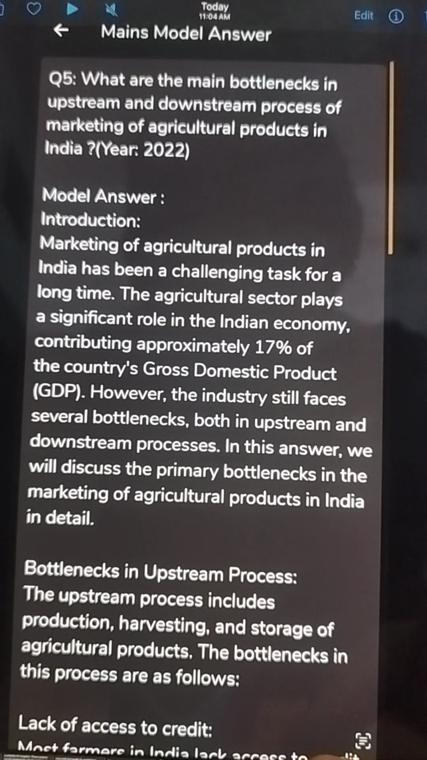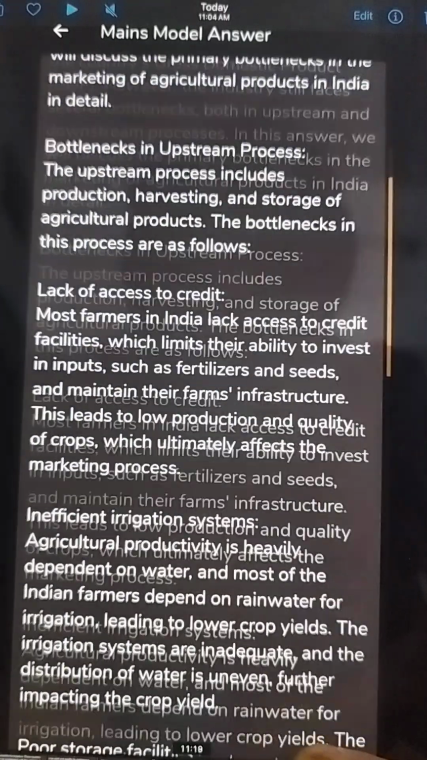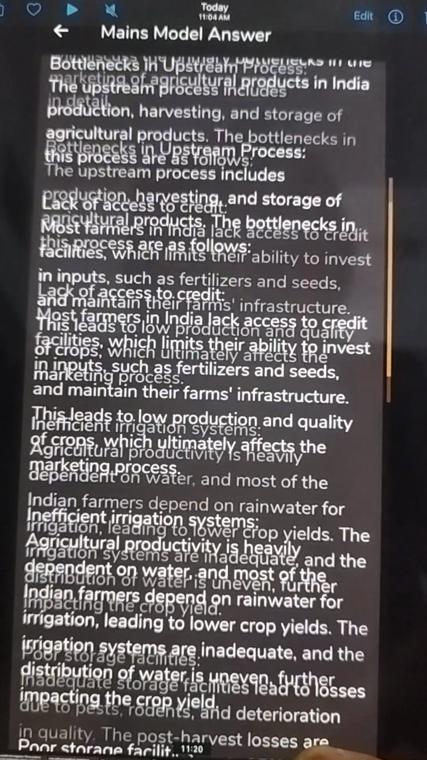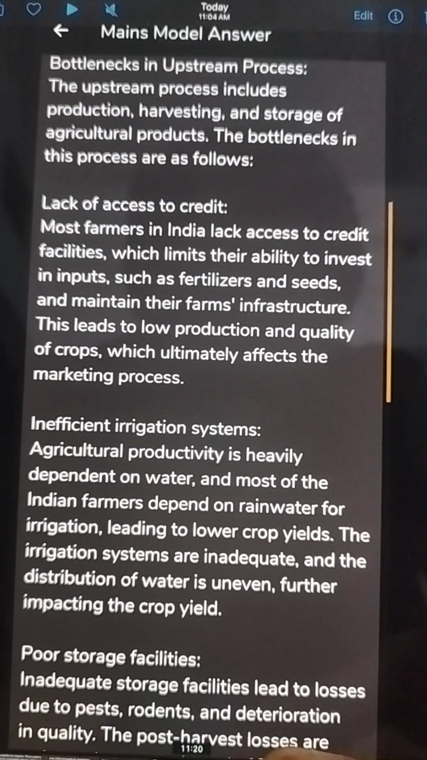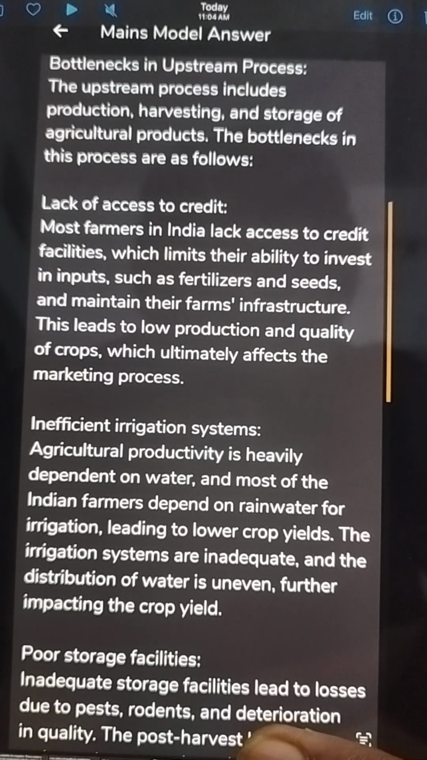First are bottlenecks in the upstream processes. The upstream process includes the production, harvesting, and storage of agriculture products. The bottlenecks in the process are as follows. First is lack of access to credit. Most farmers in India lack access to credit facilities, which limits their ability to invest in inputs such as fertilizer and seeds, and maintain their farm infrastructure. This leads to low production and quality of crops, which ultimately affects the marketing process.